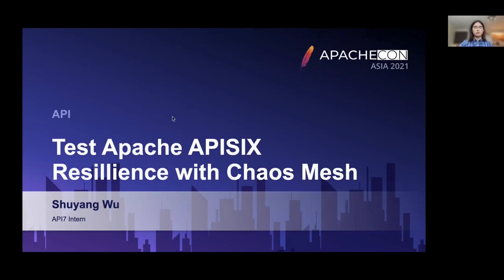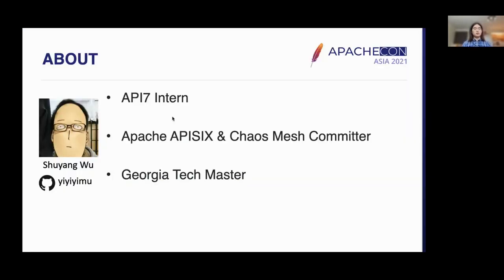First, let me introduce myself a bit. Right now, I'm interning at API7, the commercial company behind APISIX, and luckily, I'm a committer of both the Apache APISIX and Chaos Mesh communities. I became a committer through two separate open source programs for students last year. Yeah, I'm lucky to become a committer of two communities. And next month I'll enroll in Georgia Tech to continue my master's study.